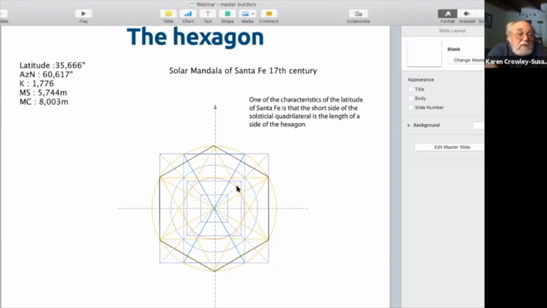So, for example, if you want to build a house in Santa Fe, you can build it in the shape of this solstitial quadrilateral, or you can make it in the shape of a hexagon, okay? And if you make a hexagon in Santa Fe, you are going to get something very powerful, because the center here is going to be enhanced 3 times, okay?